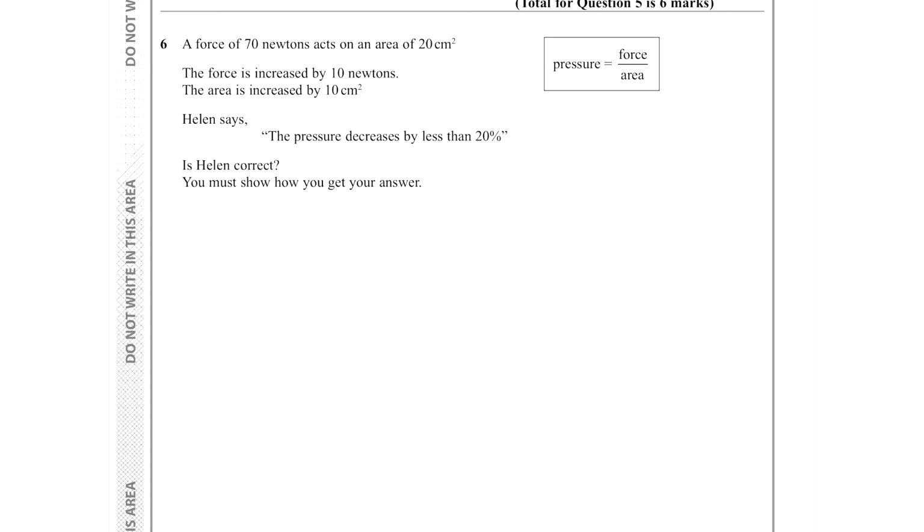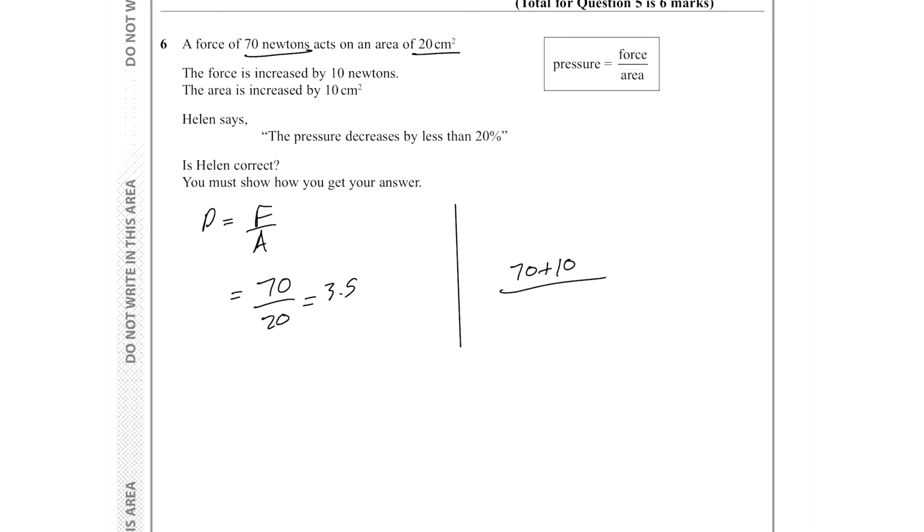Okay, so we've been given the formula. Let's sub in the values. So we have pressure is equal to force over area. So initially we've been told the 70 newtons acts on 20 centimeters squared. That gives us 3.5. And then, if I just draw a line through there, the other scenario we've been told is the force is increased by 10, so that then becomes 70 plus 10, and the area is increased by 10, and that gives us 2.666 recurring.